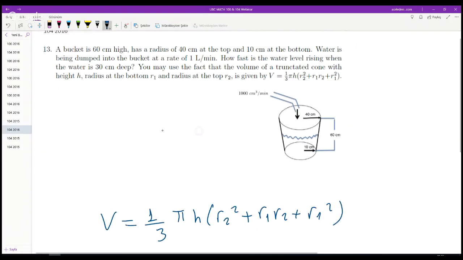So we need to find dH over dt. But we must use this equation and we must know R1 and R2. So what do we do? Please tell me. Or just tell me what's in your mind to approach this question. What do you think about that?